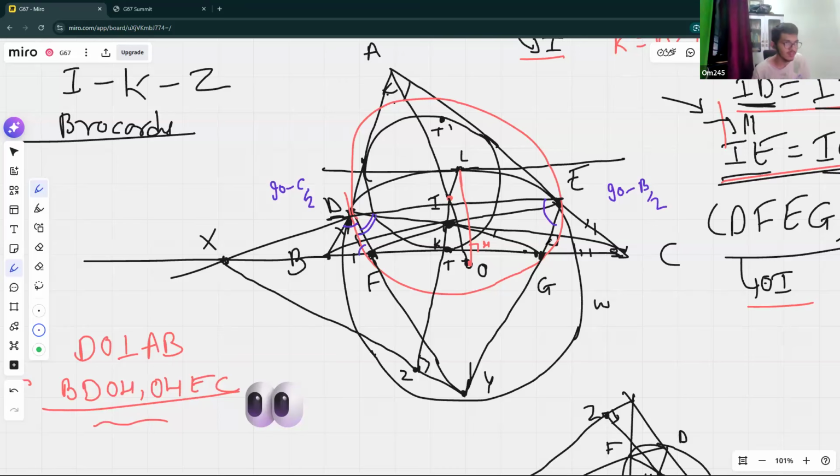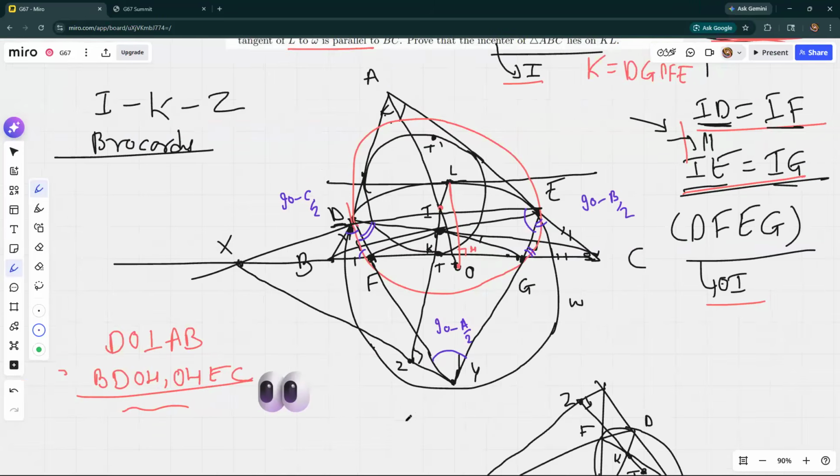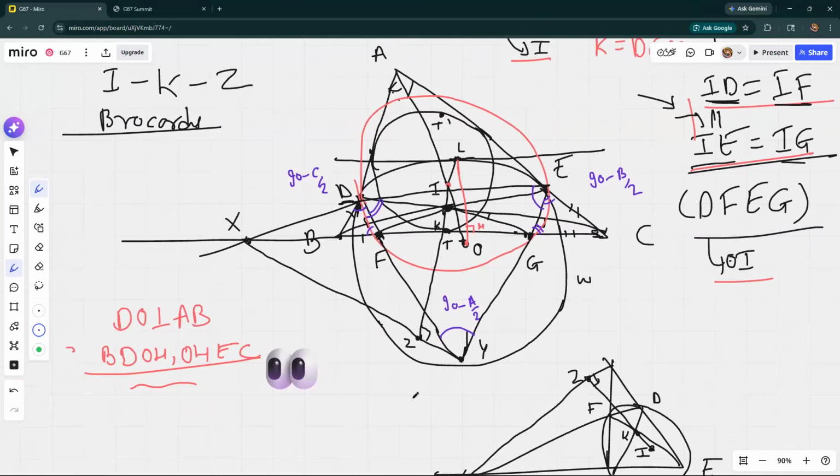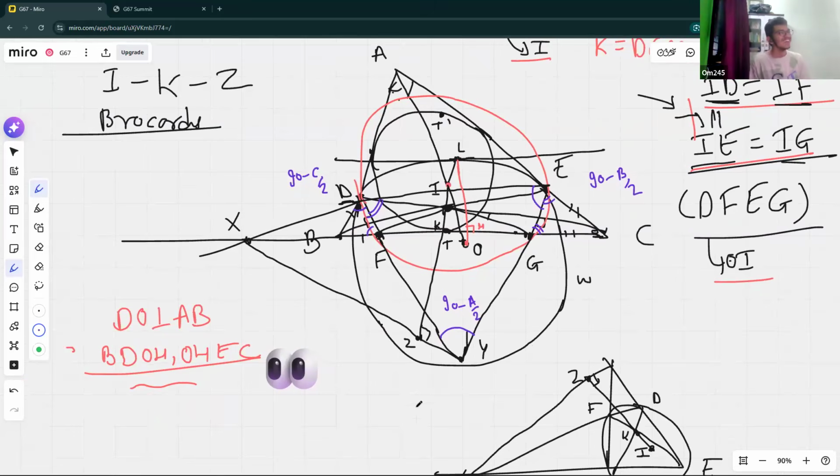So I will color it double. Do you guys see something now? Angle DYE is 90 minus A by 2. Oh yeah, so this Y lies on the circle. Wait, who said 90 is stupid? Ron said it, I think. Yeah, Y lies on the circle. This is 90 minus A by half.